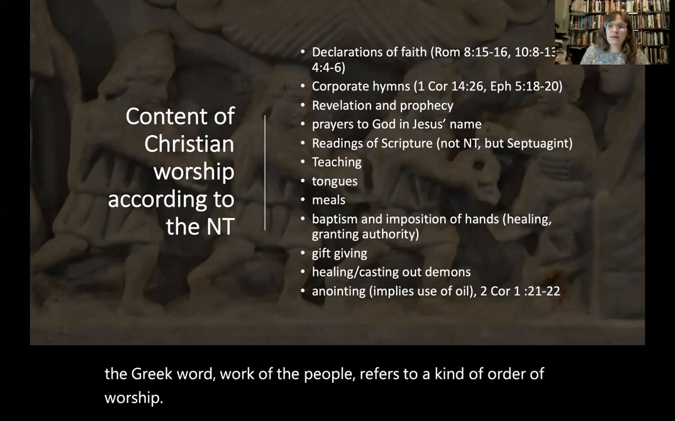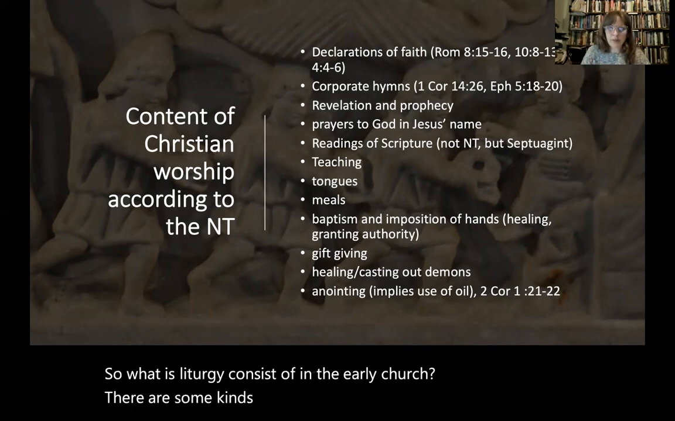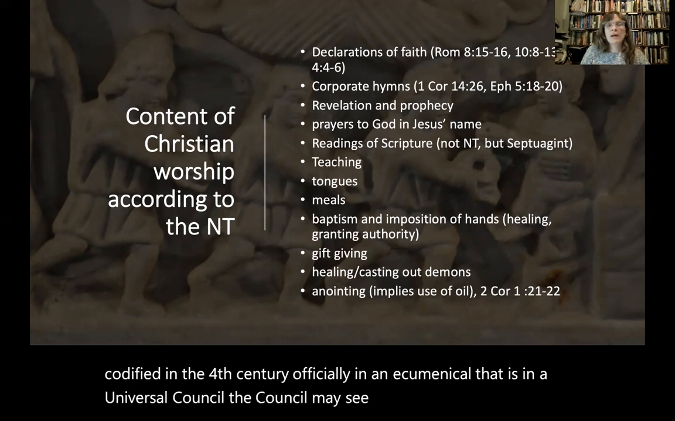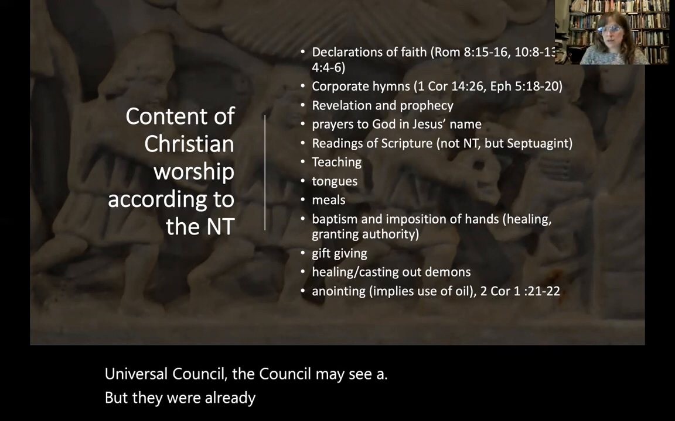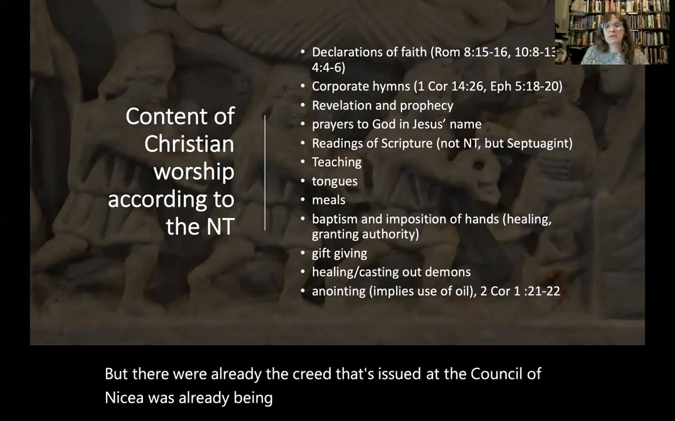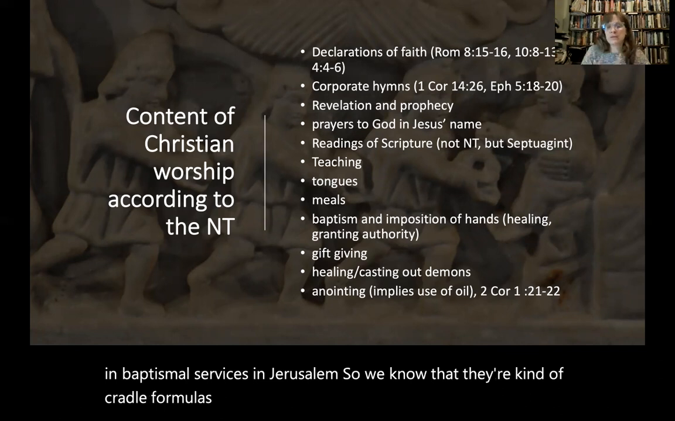So what does liturgy consist of in the early church? There are some kinds of declarations of faith. This will become codified in the 4th century, officially in an ecumenical, that is, a universal council, the Council of Nicaea. But the creed that's issued at the Council of Nicaea was already being used probably as a creed in baptismal services in Jerusalem. So we know that there are creedal formulas being used in various Christian communities.